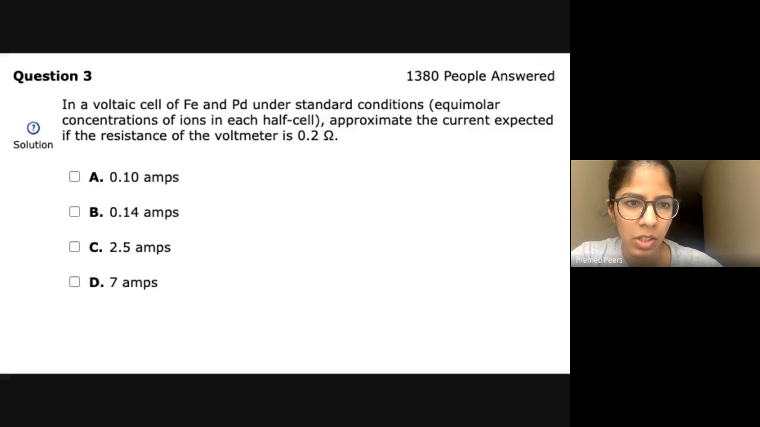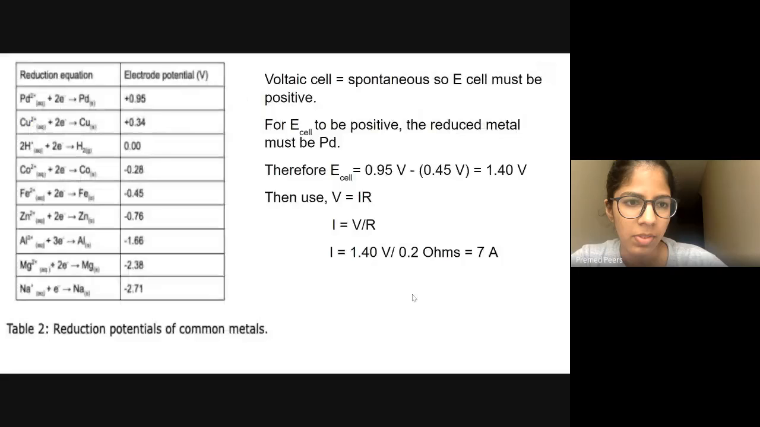All right, so we'll go on to the answer explanation. D is correct. We are looking at Pd, which is the first row, and then Fe, which is the fifth one from the top. It's a voltaic cell, so that's the clue that it's spontaneous and your E cell must be positive. You have these numbers, positive 0.95 and negative 0.45.